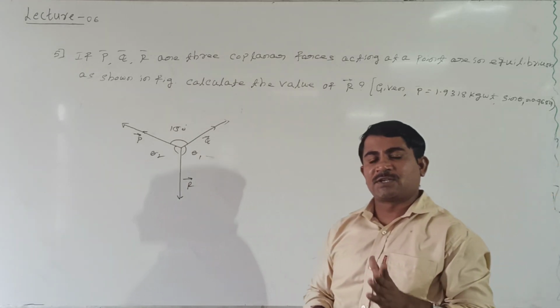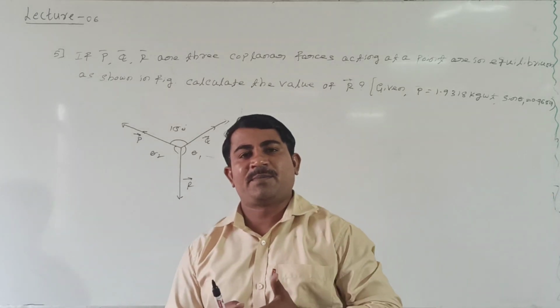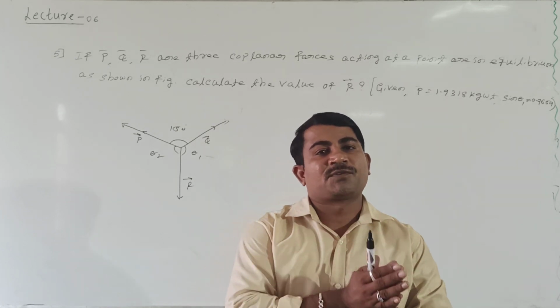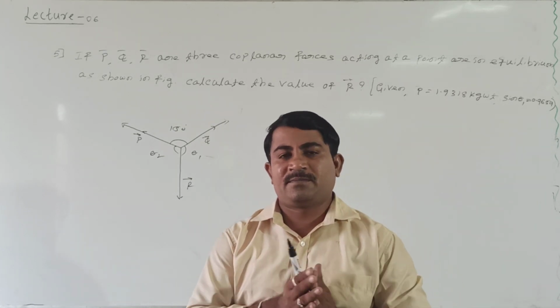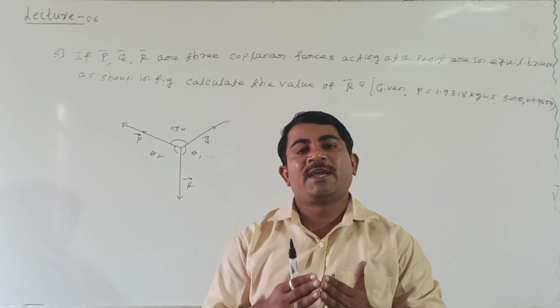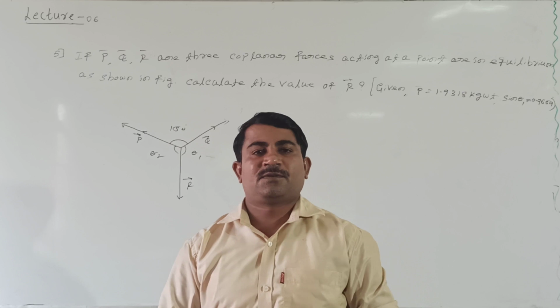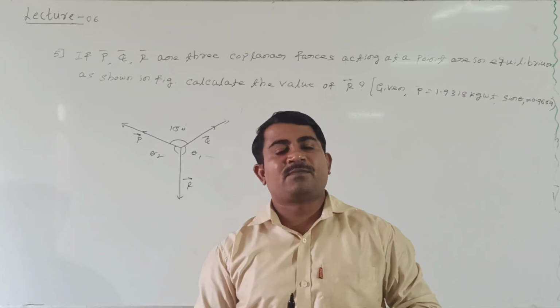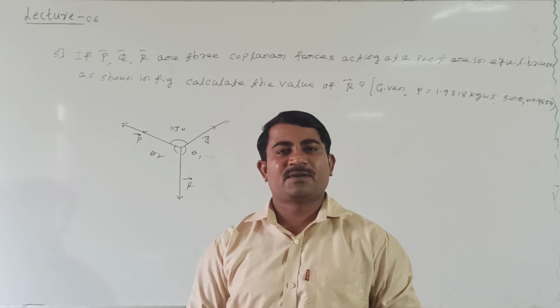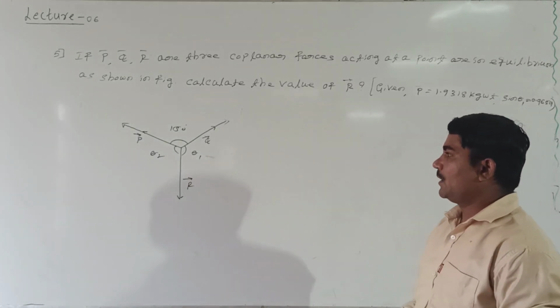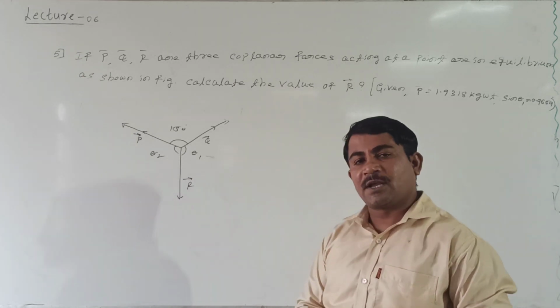Right. Students, we know Lami's theorem. What does Lami's theorem say? If three coplanar concurrent forces are in equilibrium, the magnitude of one force is directly proportional to the sine of the angle between the two other forces. This was the statement of Lami's theorem. We have already seen it in lecture number 4.